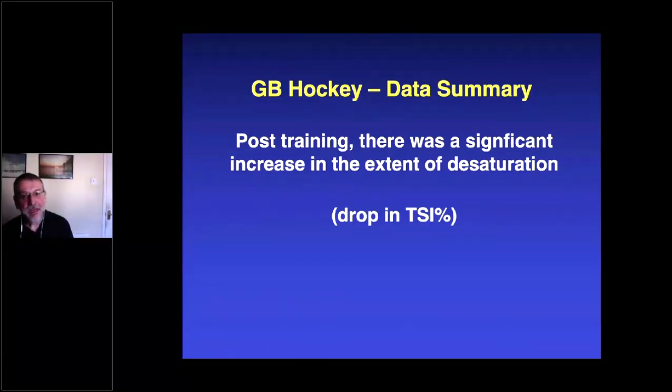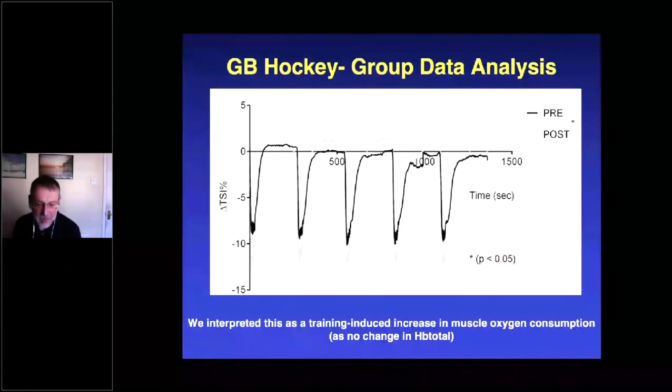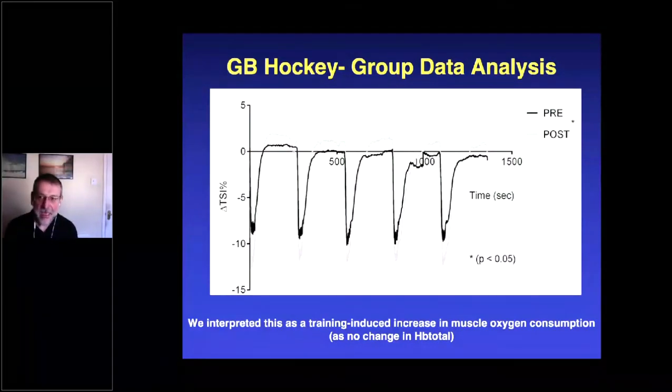What we showed was that post-training, there was a significant increase in the extent of desaturation, a drop in tissue oxygen saturation, however you want to name it. You can see this here, where the grey are the post-training numbers and the black are the flat-out cycling pre-training. In the group mean data, it all shows a significant drop in saturation. We interpreted this as a training-induced increase in muscle oxygen consumption, and we did that because there was no change in the total hemoglobin.